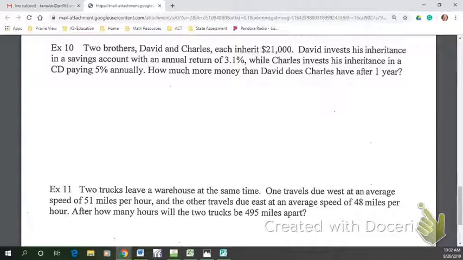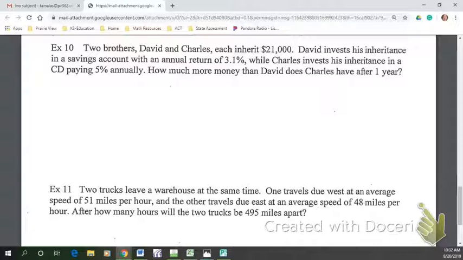Okay, so example 10. We have 2 brothers, David and Charles, that each inherit $21,000. David invests his inheritance in a savings account with an annual return of 3.1%, while Charles invests his inheritance in a CD paying 5% annually. How much more money than David does Charles have after 1 year? Okay? So this is a simple interest problem.